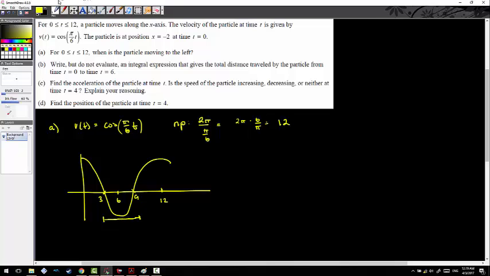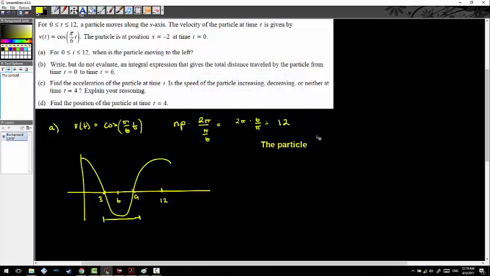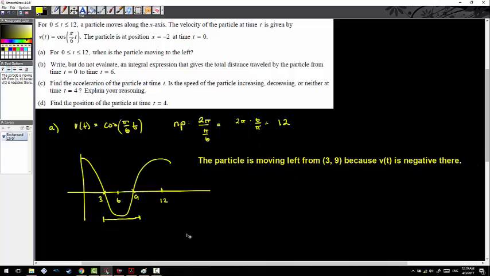I'm going to say the particle is moving left from 3 to 9 because v of t is negative there. Boom. Part A. Pretty straightforward, I think.